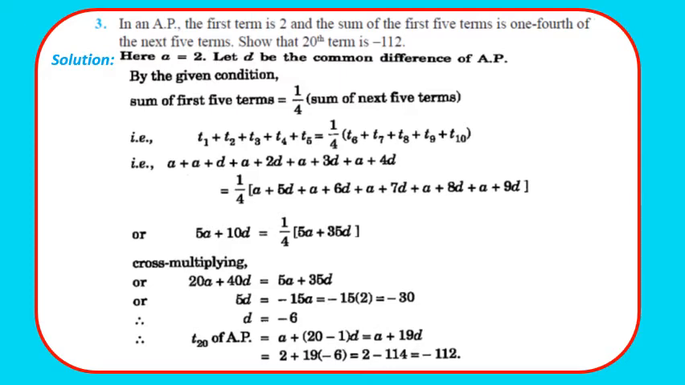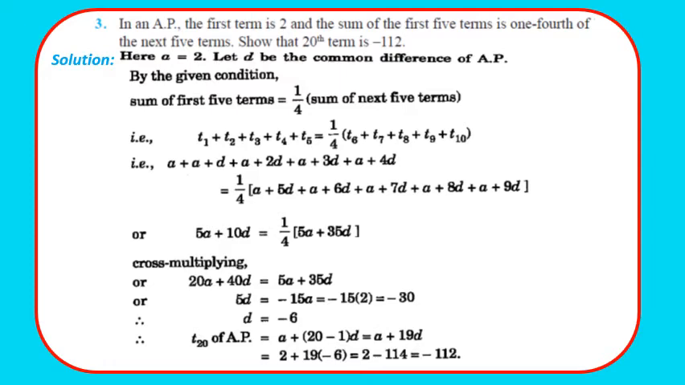So putting in the values using the formula of a_n, we get (a plus d) plus (a plus 2d) plus (a plus 3d) plus (a plus 4d) equals 1/4 of (a plus 5d) plus (a plus 6d) plus (a plus 7d) plus (a plus 8d) plus (a plus 9d). Simplifying, we get 5a plus 10d equals 1/4 of (5a plus 35d). So simplifying, we get 20a plus 40d equals 5a plus 35d. Since we have the value of a equal to 2, we get 5d equal to minus 15 into 2, that is minus 30. So we have d equal to minus 6.